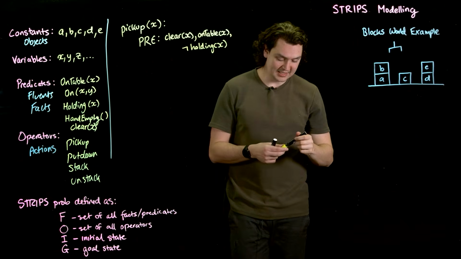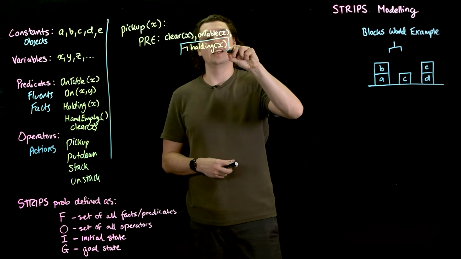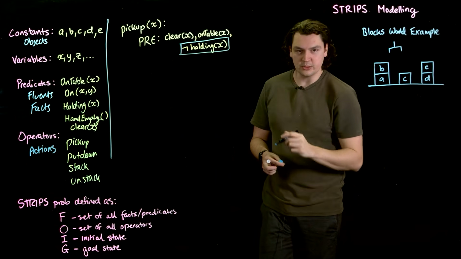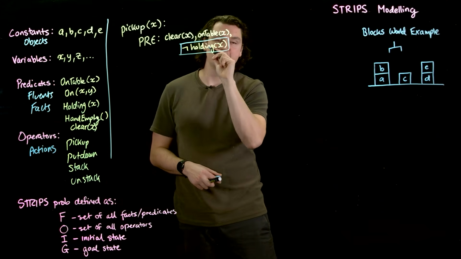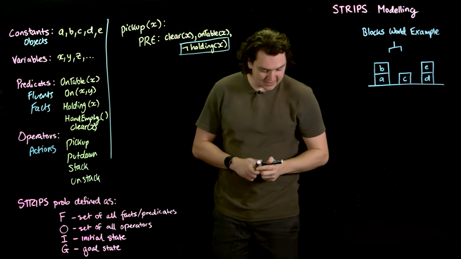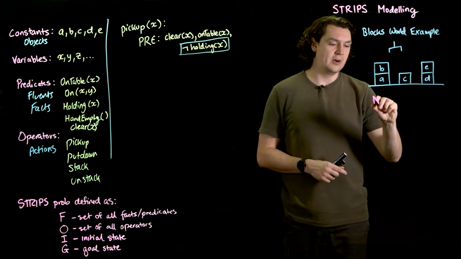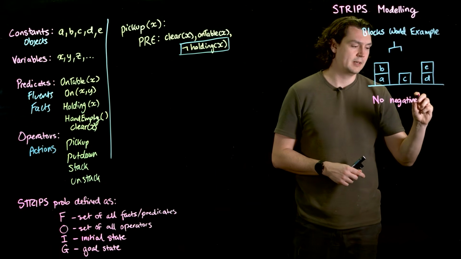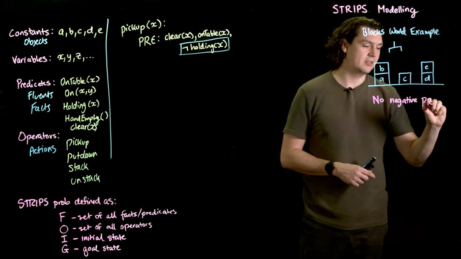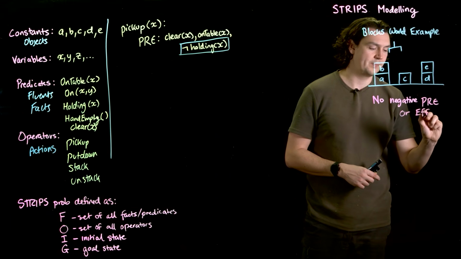In STRIPS, this is extremely important. STRIPS is unable to deal with negative, this is a not sign, negative preconditions. So no negative preconditions or effects, as we'll see as well.